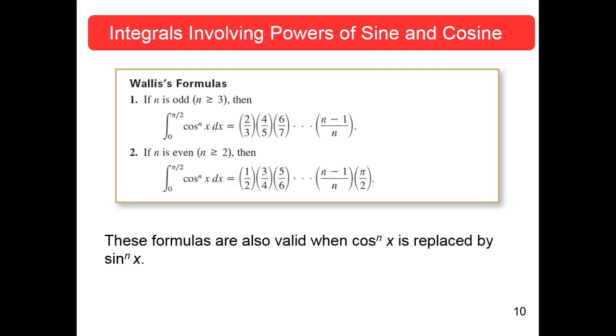And then you do the same thing. The first even integer is 2, 2 minus 1 is 1. Next even integer 4, minus 1 is 3. 6 minus 1 is 5. All the way up to whatever your n was, 14. That would be 13 14ths. And then multiply that by pi halves. These formulas are also valid when cosine to the nx is replaced by sine to the nx.